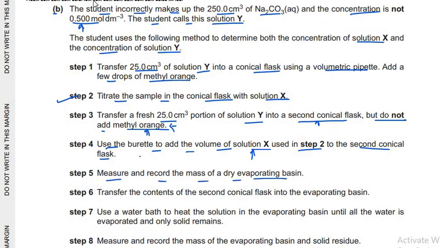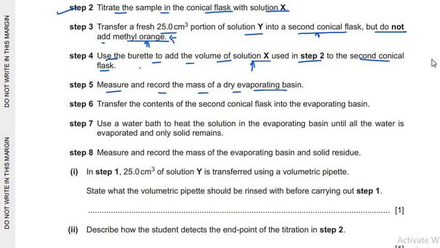Measure and record the mass of a dry evaporating dish. So we are now taking an evaporating dish and measuring its weight. Transfer the content of the second conical flask into the evaporating basin. Use a water bath to heat the solution in the evaporating basin until all the water has evaporated and only solid remains. Measure and record the mass of the evaporating basin and solid residue. So that's how we are going to find out the concentration of solution Y.